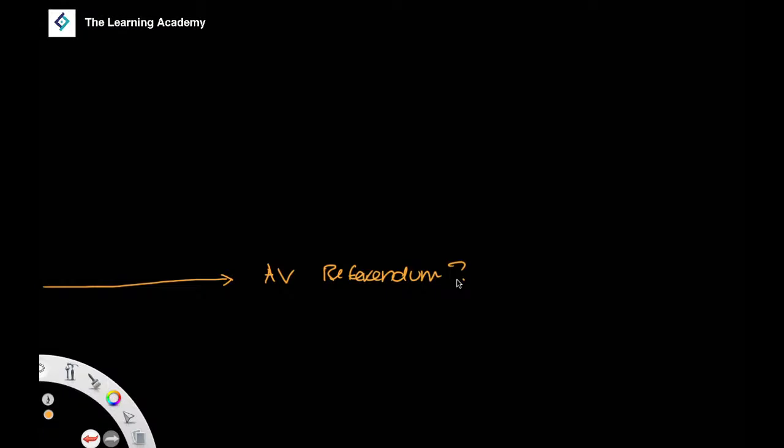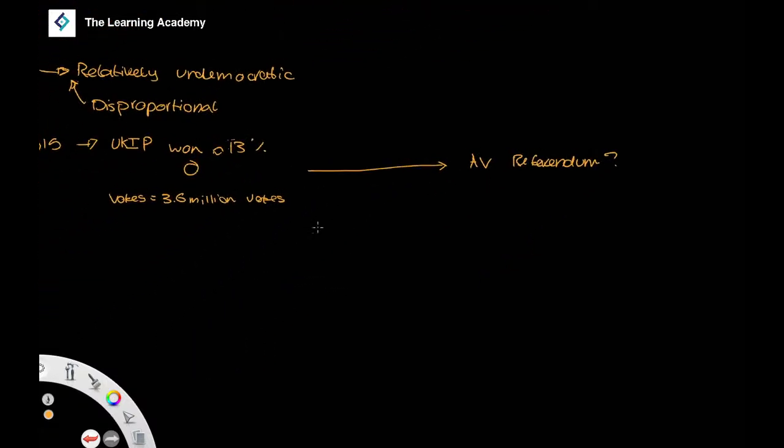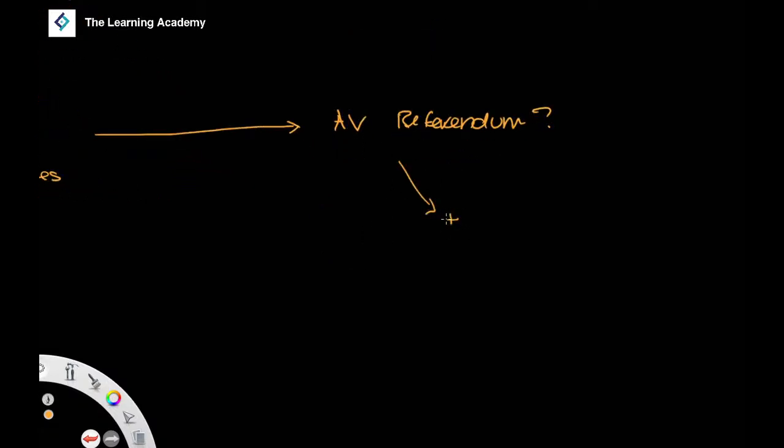If we talk about the flip side again, we can go back and forth with this like a tennis court, going back and forth with these different arguments. The alternative vote referendum, as was already mentioned earlier on, had a relatively low turnout. So on the flip side, despite the fact that people have already voted and said we like first past the post, how representative was this referendum?